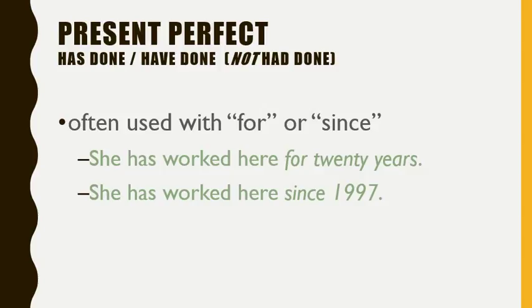Another rule to remember is that the tense is often used with for or since. She has worked here for 20 years. Okay, that little prepositional phrase there tells you about the time period when something happened. So for 20 years is a duration of time, and that's why it's not specifically pinpointing one point.